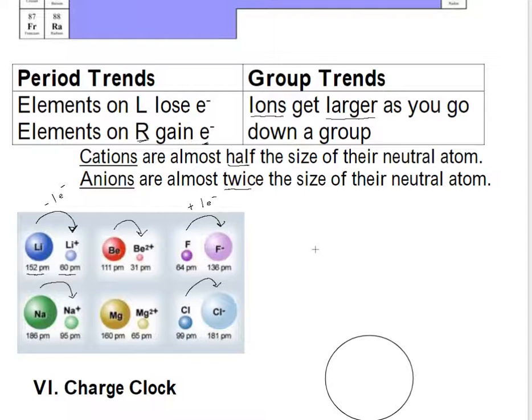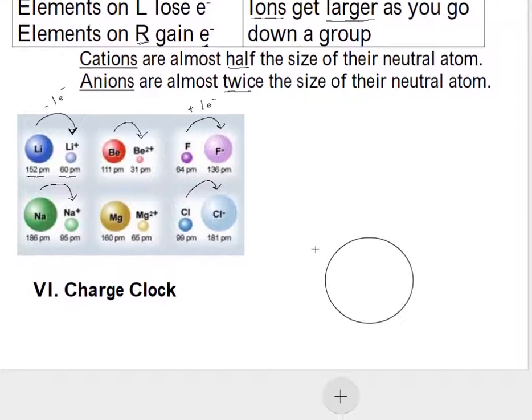And last but not least, the charge clock is just to help you remember the charges on the groups. So if we have group 18 here, group 14, 13, this is 1 and 2, this is the S block. And then we have 16, 17, 15, trying to spread them out evenly. So in these this is the group number. What is the charge in that group?